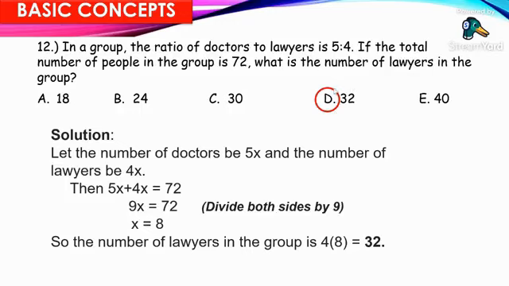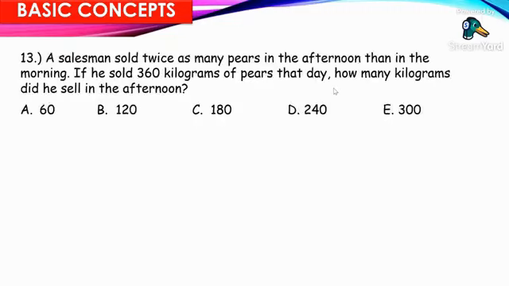Next, let's have number 13. A salesman sold twice as many pears in the afternoon than in the morning. If he sold 360 kilograms of pears that day, how many kilograms did he sell in the afternoon? Okay, comment down your answers.